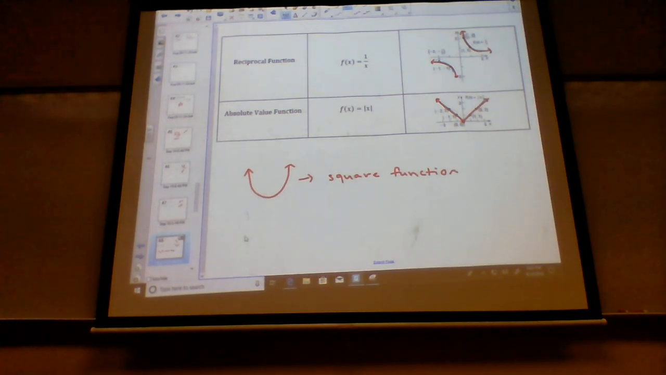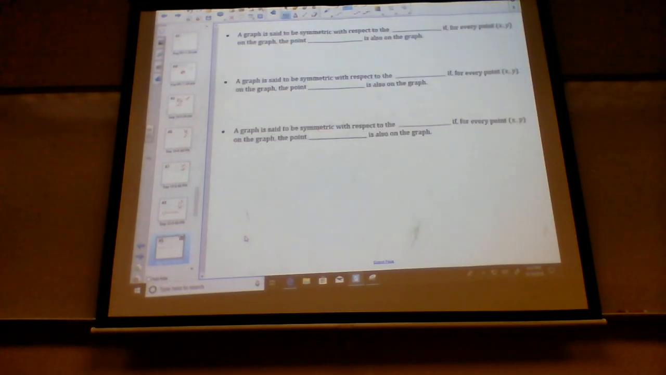So we're going to go on to some of your more difficult homework problems in just a second, but we do need to talk about this first. So this is about symmetry. All of these are about symmetry.